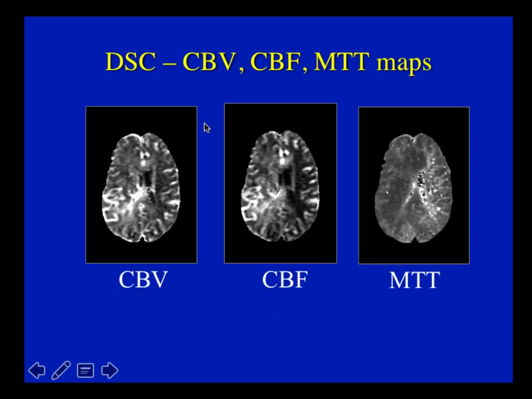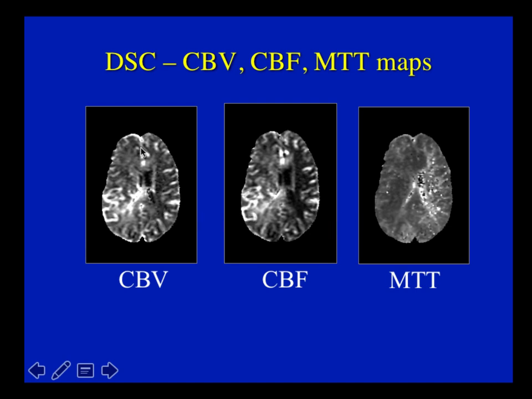So we can actually use that framework to do the calculation for each individual pixel, and then we come up with the CBV and CBF and MTT maps. And here are the maps that you get from the data set that I showed you a few slides ago.